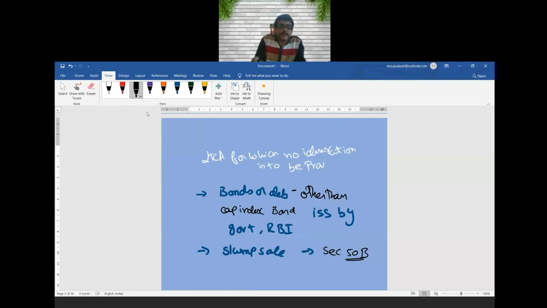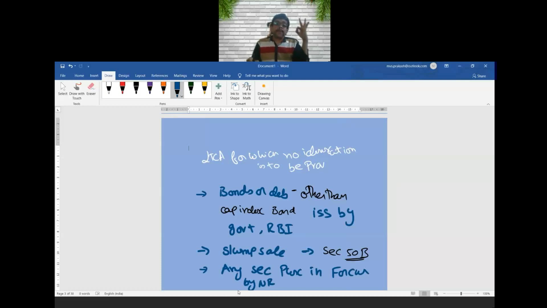Then the other thing which you need to consider is any sort of security. Whenever I use the words any security, that can be shares, debentures, units, anything. So any security, how are we buying it? You are purchasing the security in a foreign currency. Who is purchasing? A non-resident. Transfer of shares.